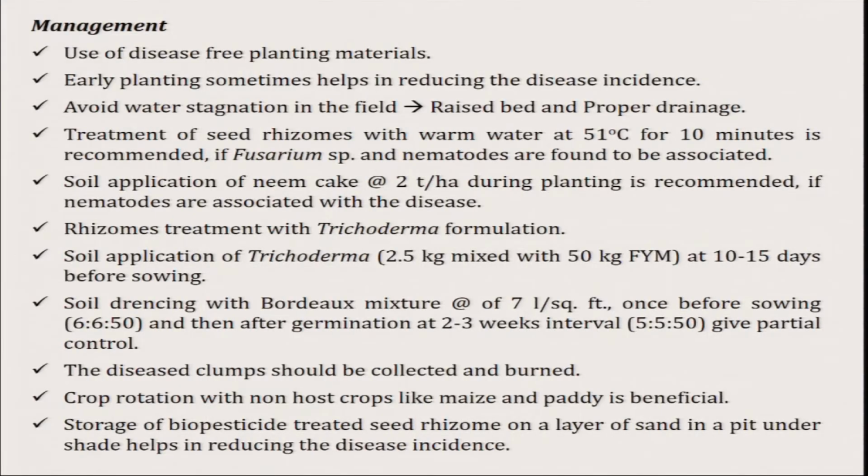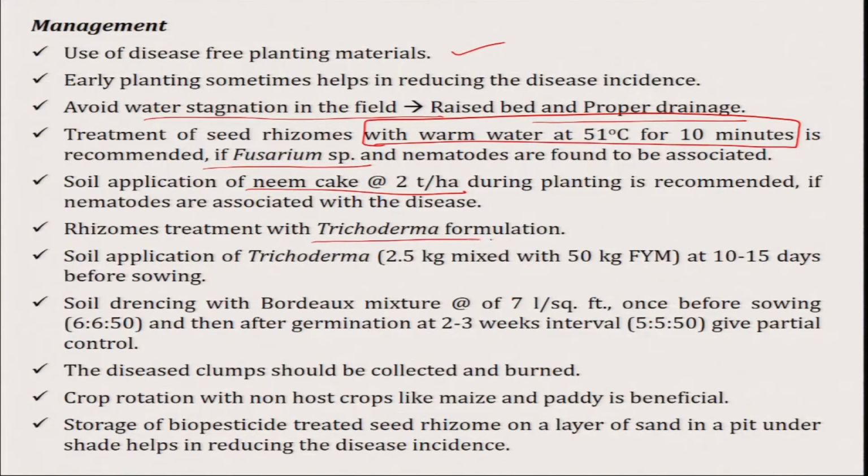So, how to manage it? We always have to use disease free planting materials, avoid water stagnation in the field, use raised beds and proper drainage. For seed rhizome, as I have already told, Fusarium species is there, so we have to give hot water treatment at 50 degrees centigrade for 10 minutes. Neem cake is a little bit costly, but if we use up to 2 tons per hectare, we can control this disease very much. Also, we can treat the rhizome with Trichoderma, soil application of Trichoderma is advocated. We can also use Bordeaux mixture, which is sometimes allowed in organic farming under restricted use.